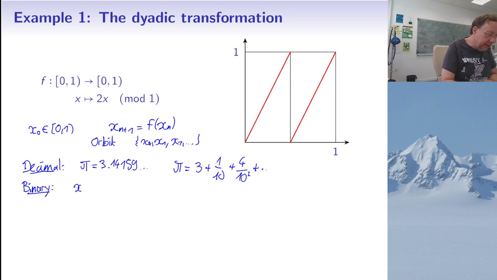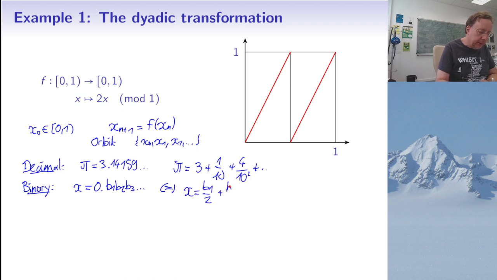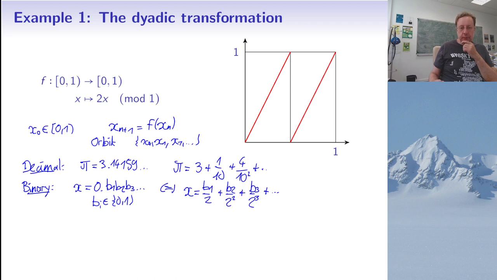So if I write that a certain x is given by 0.b1, b2, b3, and so on, that means that x is given by b1 over 2 plus b2 over 2 squared plus b3 over 2 to the 3 and so on. So here the bi have value either 0 or 1. Now you may wonder whether this decomposition is unique, and it is not quite unique, and you may know for the decimal expansion that 0.999, and I repeat 9 an infinite number of times, and let me denote this by 0.9 to the infinity, that is actually strictly equal to 1.